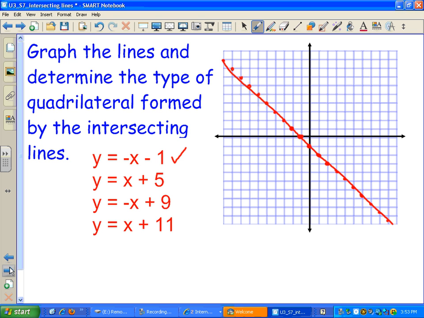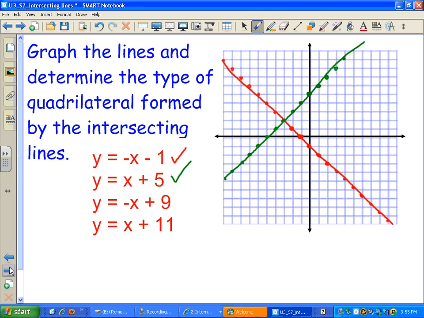Now I'm going to plot y equals x plus 5. So my y-intercept is 5, and the slope is 1. So if I go up 1 to the right, up 1 to the right, or I can go down and to the left. And I'm going to connect those points.